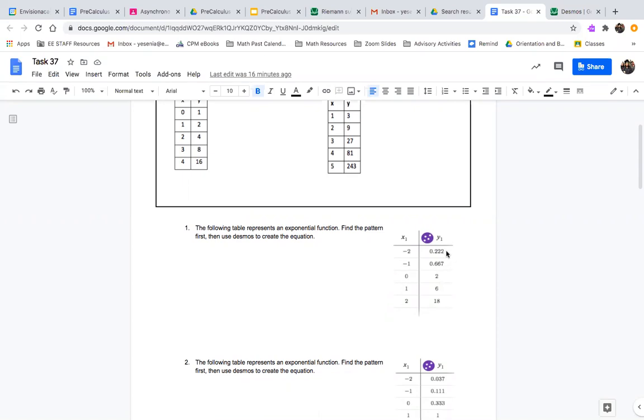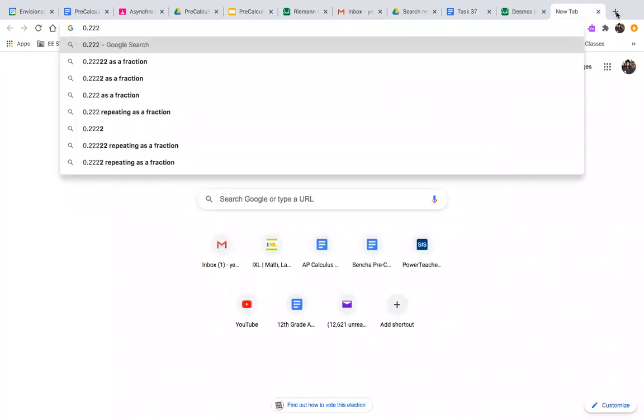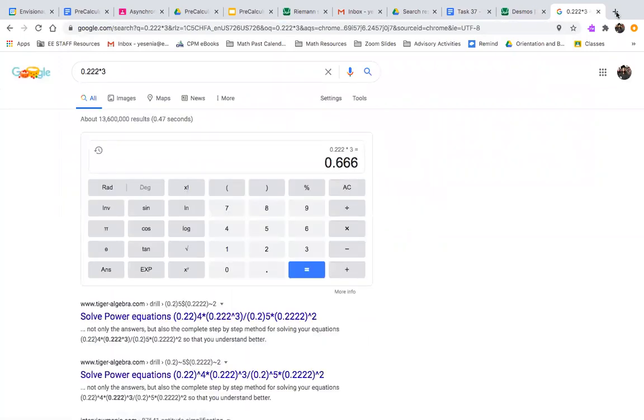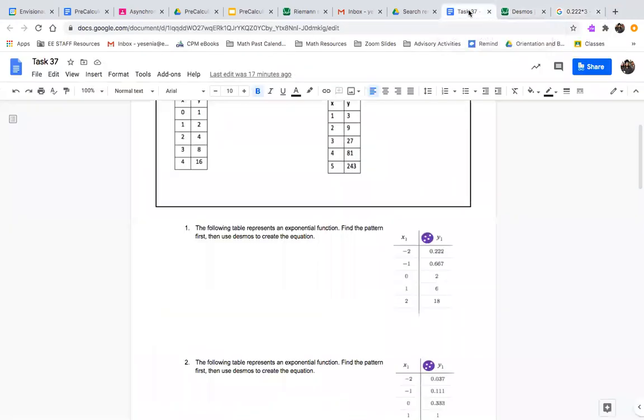All you've got to do is verify if 0.222 times 3 is 0.667. I believe it is. We could check it. 0.222 times 3. Yeah, it's about that. So I'm going to say that the growth factor here is going to be 3 as well. So I know that my b is 3. So y equals a times b, which was 3. And as we already discussed, your a is usually the y-intercept, which is given. And sometimes it's not given to you, so you have to be careful.